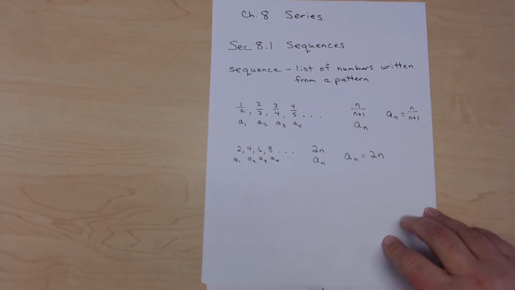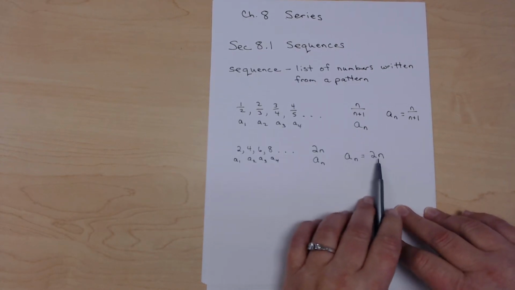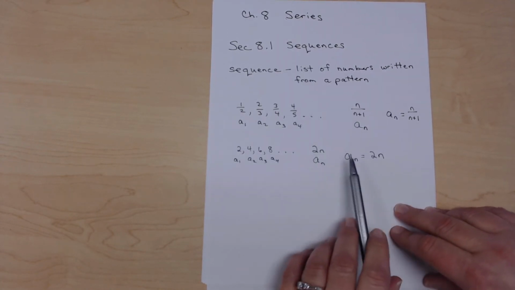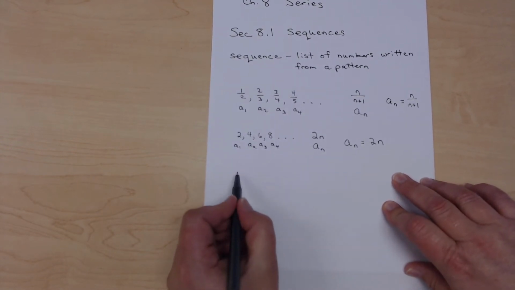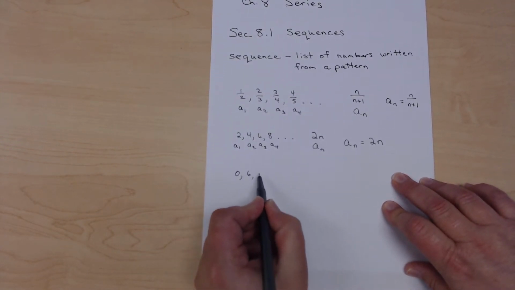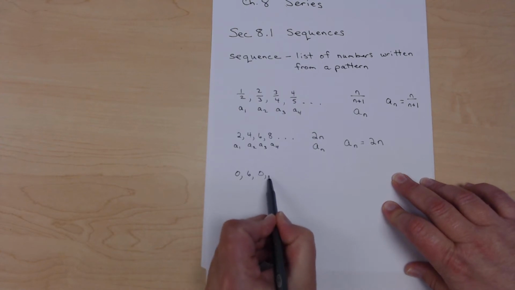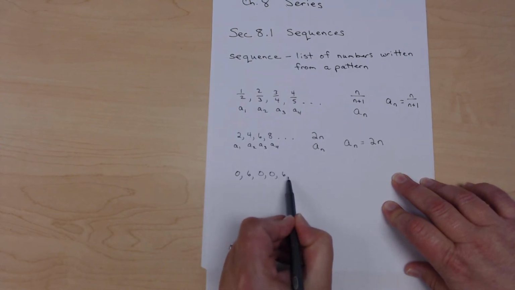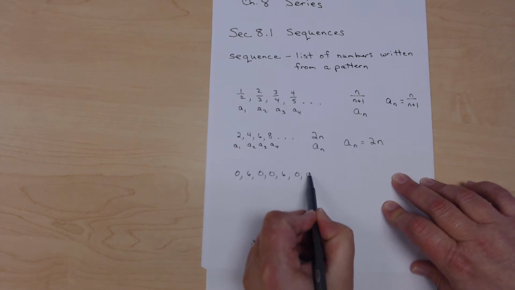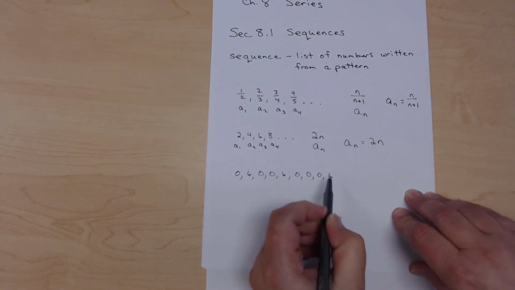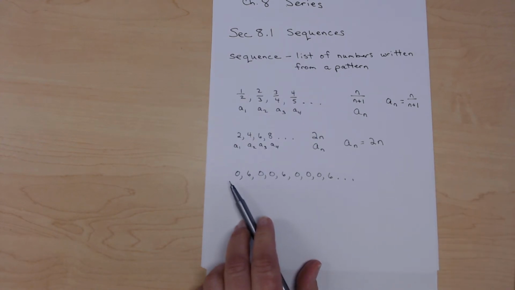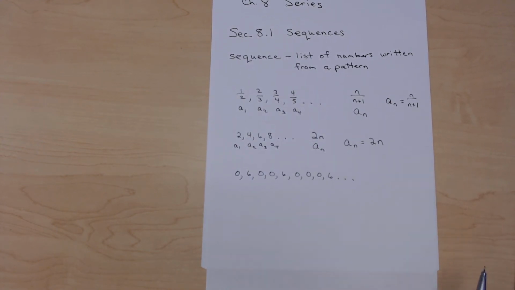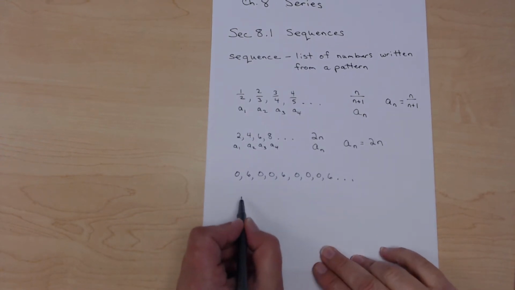Not all of them have a pattern that you can write out. This one has a pattern. Let's see if we can come up with it: 0, 6, 0, 0, 6, 0, 0, 0, 6. So this definitely has a pattern, but it's not really possible to write it out in terms of n, and that's okay too. It's not always possible.